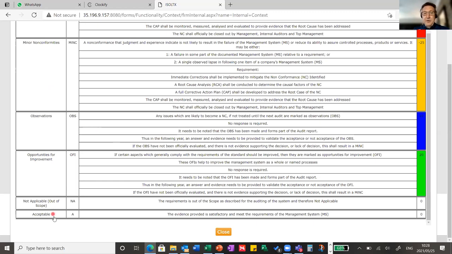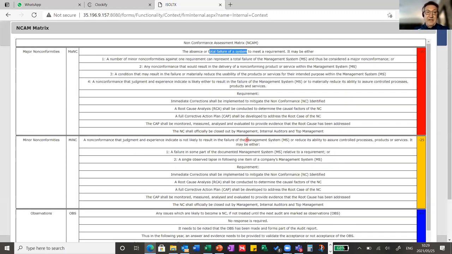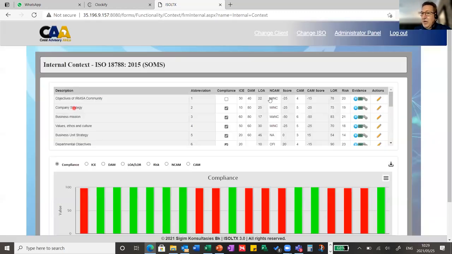And then we've got out of scope and acceptable. Now, because we have got the non-conformance that we are saying that the objectives is not well defined, we are saying here that we are going into a major non-conformance, and that gives you a minus 50 on your level of assurance. So immediately that is actually creating for you a maturity on your objectives.